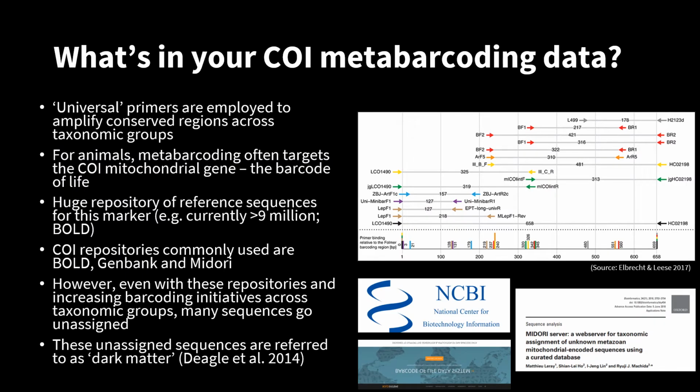In metabarcoding studies, primers often target the mitochondrial CO1 gene. You can see in the image on the top right-hand side of the screen that there are many primers that have been designed to amplify this gene, and these are just a few examples. And this is for a good reason, because CO1 has many of the desirable properties of a universal marker, and it's been widely used as a barcode for species identification. And this has earned it the title of the barcode of life.